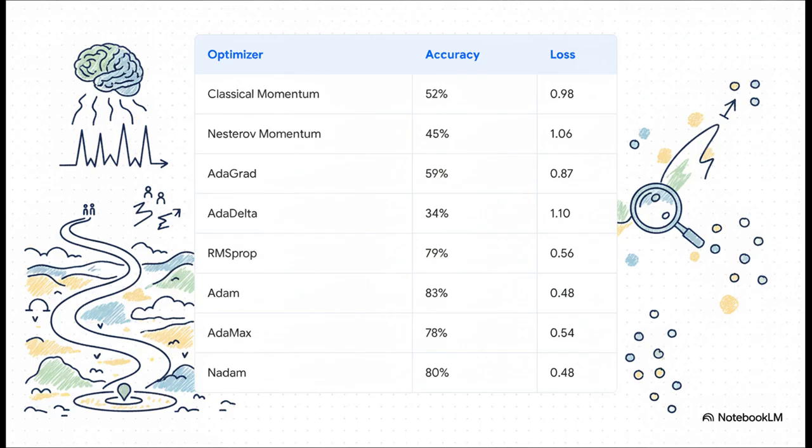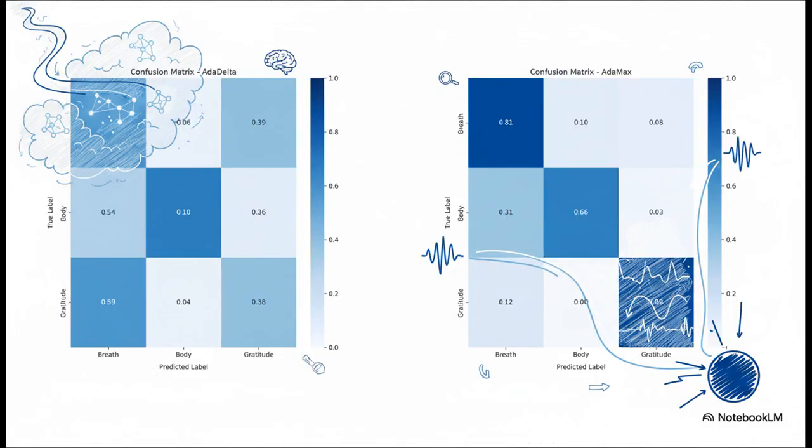That's a huge difference. And if you're a visual person, these charts, they're called confusion matrices, they make it crystal clear. What you want to see is a strong, dark diagonal line. That means the model's prediction matched the real answer. The chart on the left for Adadelta, it's a mess. It's confused, it's guessing all over the place. But look at the one on the right. That clean, strong diagonal line tells you the model is nailing it, confidently and correctly telling the different meditation states apart.